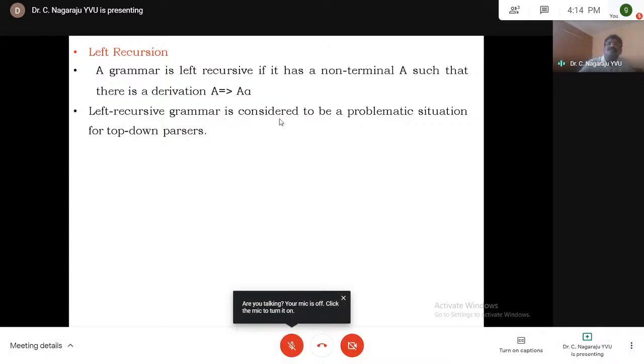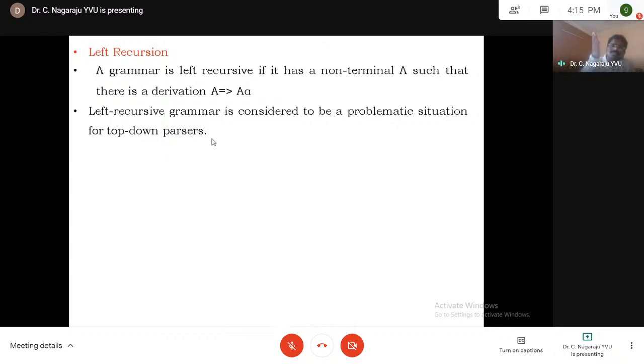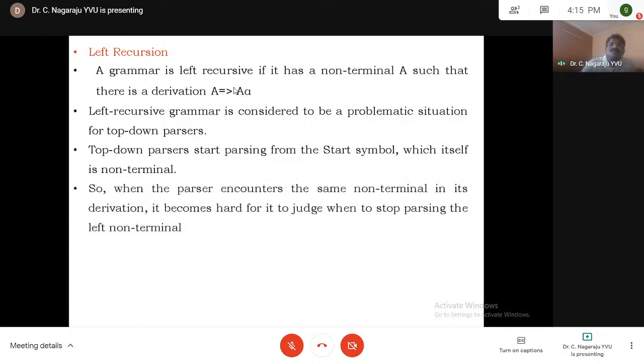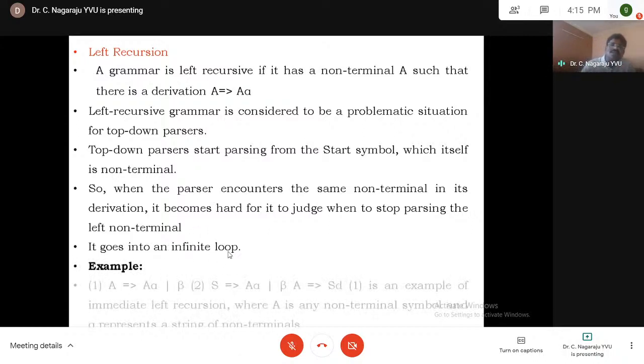Left recursive grammar is considered to be a problematic situation for top-down parsers. In the next class, I will explain the top-down parsers. When we are constructing top-down parsers for syntactic analysis, the syntactic parse tree, left recursion is the problem. That's why you have to eliminate the left recursion. Top-down parsers start parsing from the start symbol, which itself is a non-terminal. So it will be repeated, always replacing the left non-terminal A, and it will simply fall into an infinite loop.